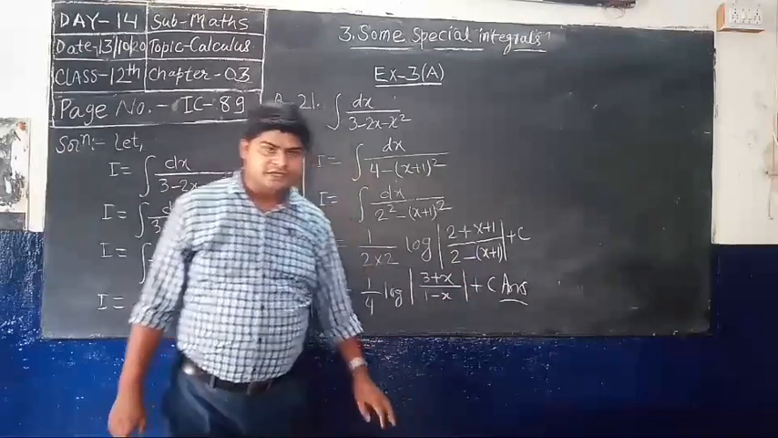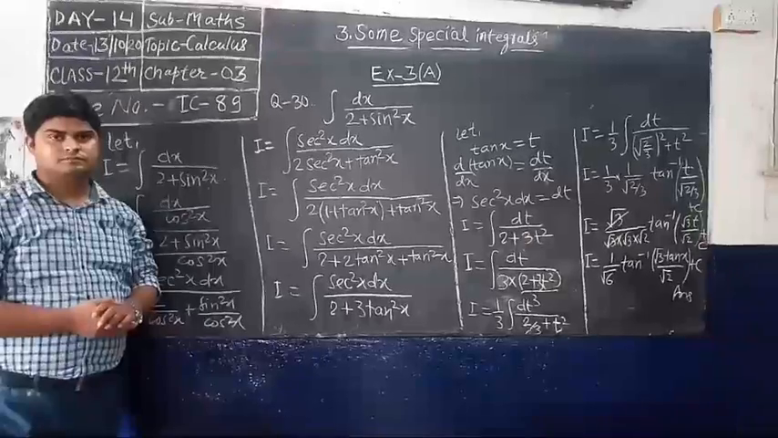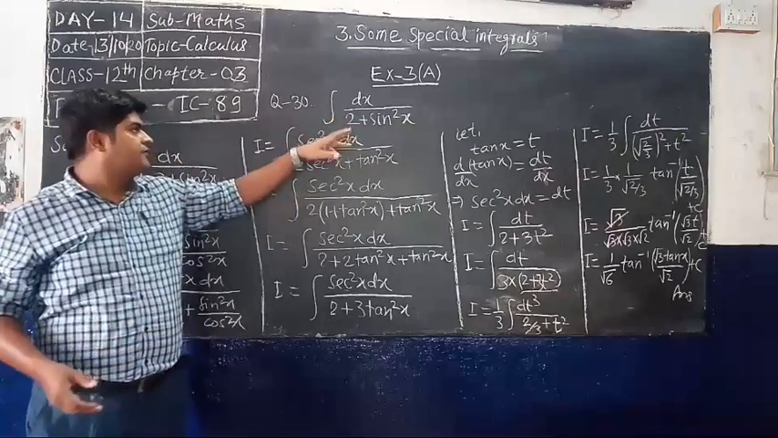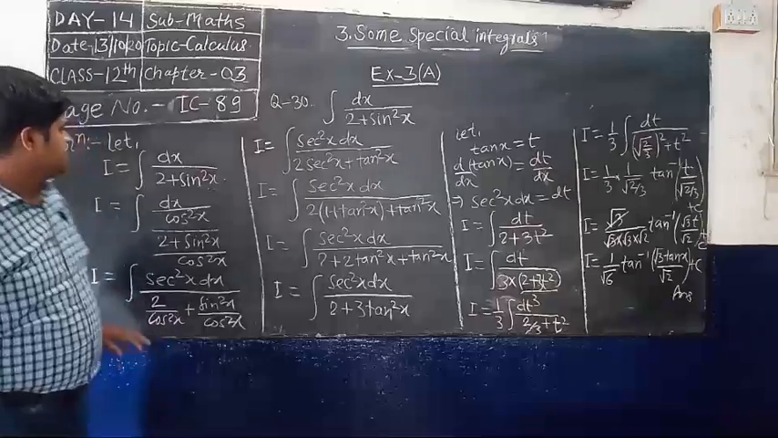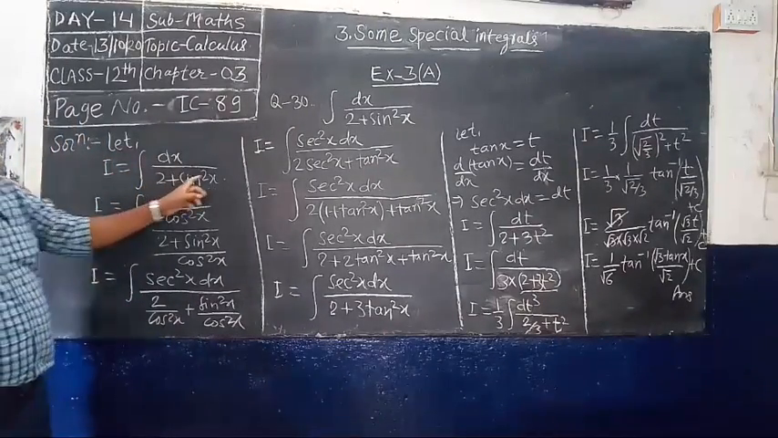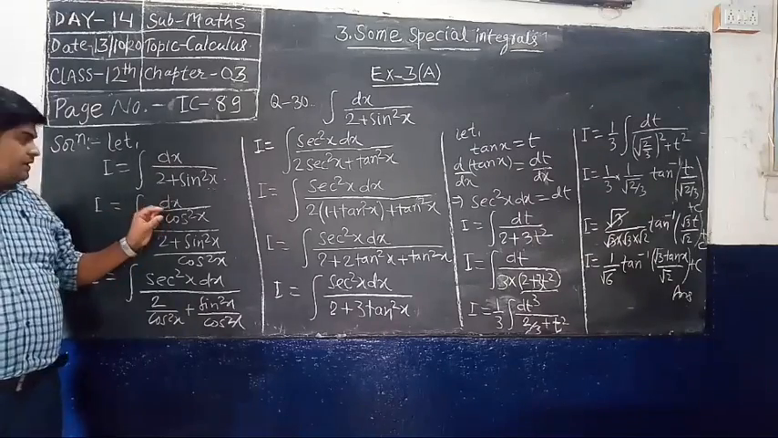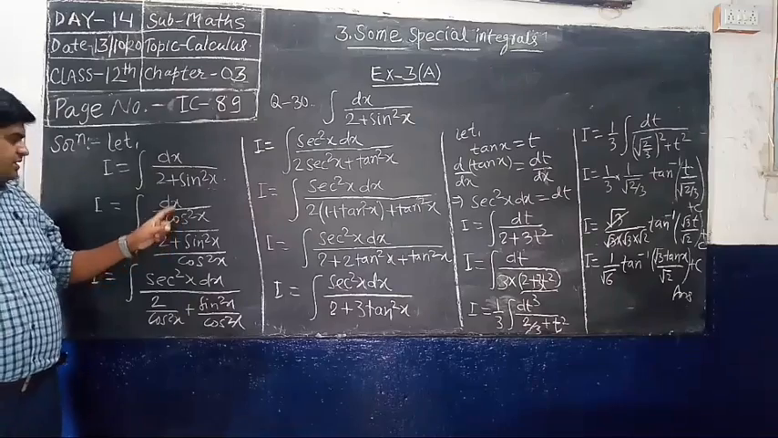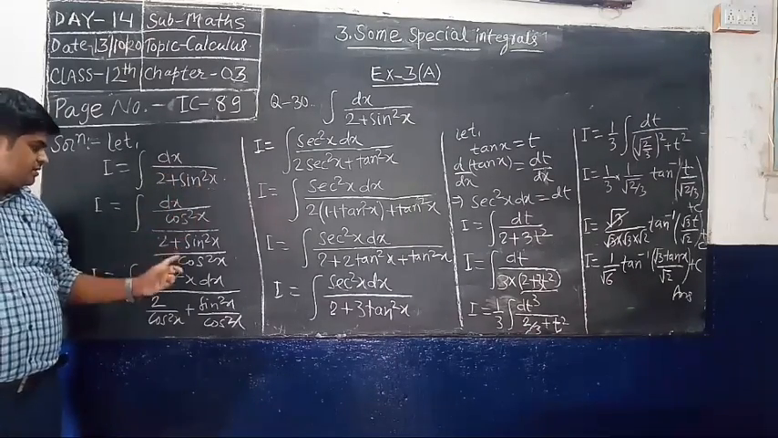Now let us see the next question. Students, see question number 30. You have to find the integration of dx by 2 plus sine square x. Let I be the integration of dx by 2 plus sine square x. Then you will divide numerator and denominator by cos square x, so dx by cos square x by 2 plus sine square x by cos square x.